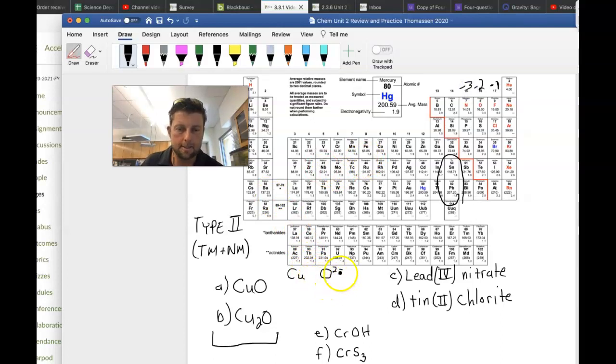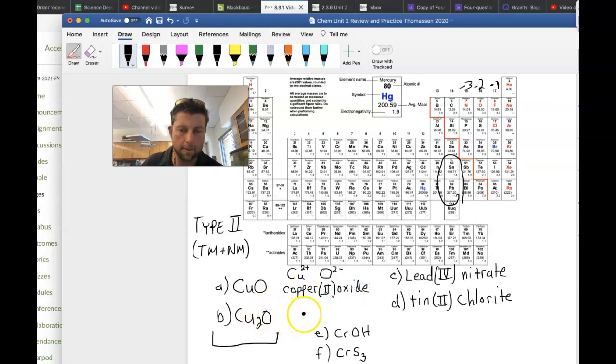So if oxygen has a -2 and there's one of them, then copper must have a +2 in order to balance out. So for that reason, we name this copper Roman numeral 2 oxide. So again, it's the charge, not the number of coppers.